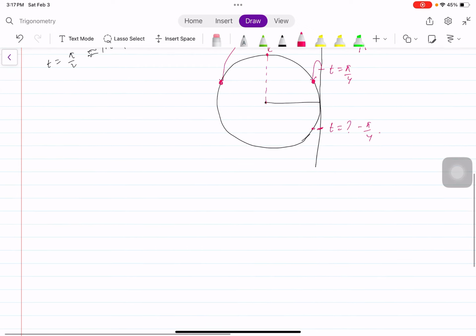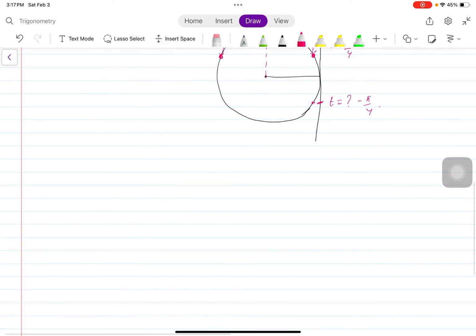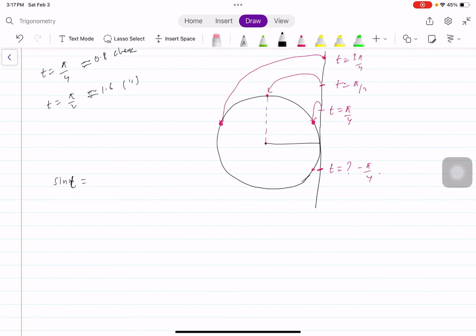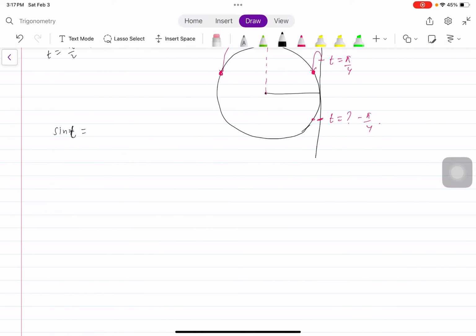Now from the previous section we know the trigonometric functions can be written in terms of x, y and r, but on the unit circle those relations take a simpler form. Sine was y over r. Since we are dealing with the unit circle, this becomes y. Similarly, cosine becomes x over r, so it becomes just x because r is 1.